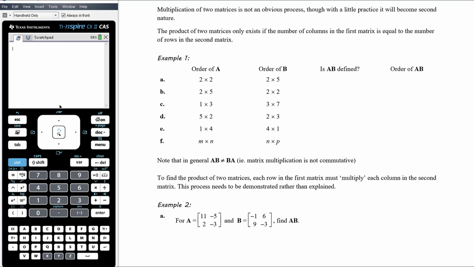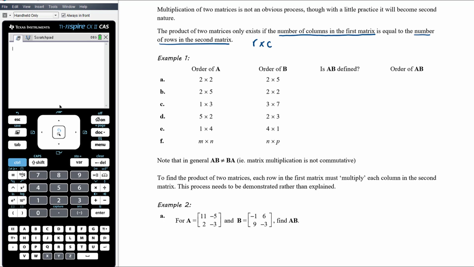One of the key things is that we can't just multiply any old pair of matrices, in the same way that we could only add or subtract if the matrices were of the same dimension. Now with multiplication, we don't need them to be the same dimension. We need a particular combination of things to be true, and that is the number of columns in the first matrix must be equal to the number of rows in the second matrix. Remember, the order of a matrix is rows by columns, so we need the second number in the first order to be equal to the first number in the second order. Now that's a very confusing statement.